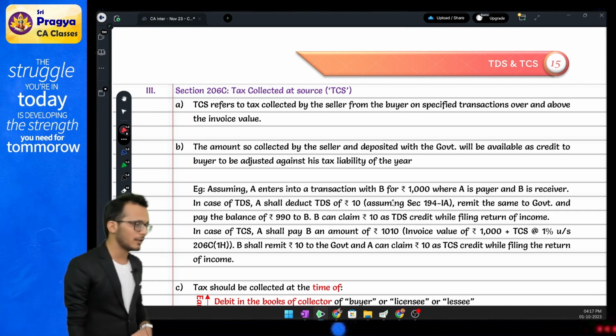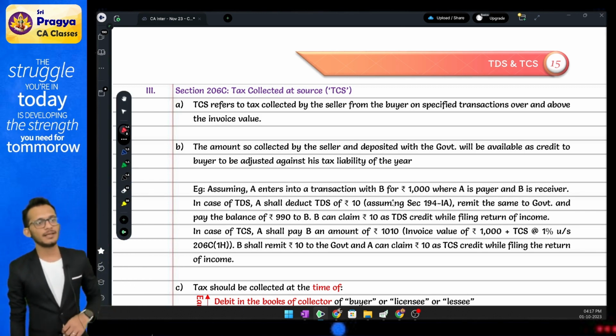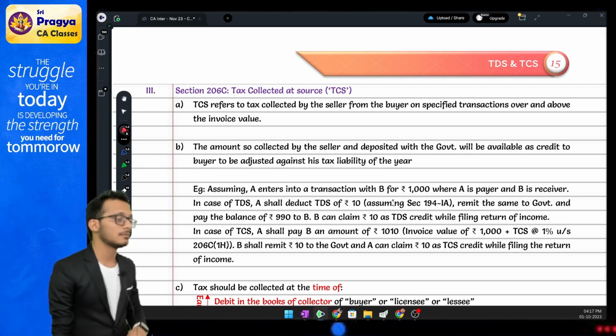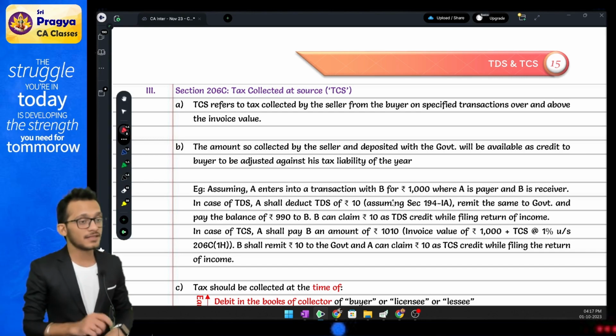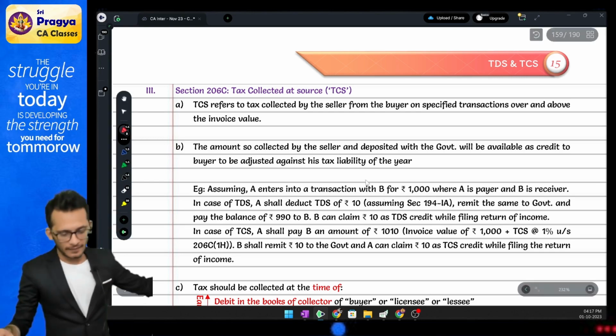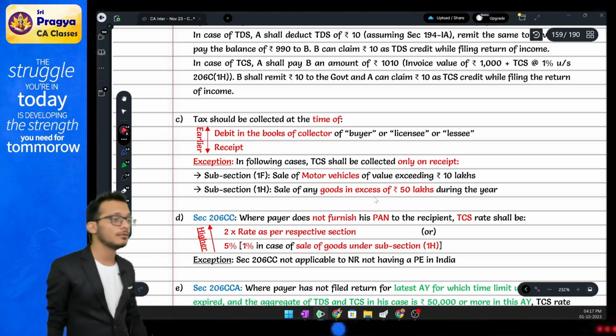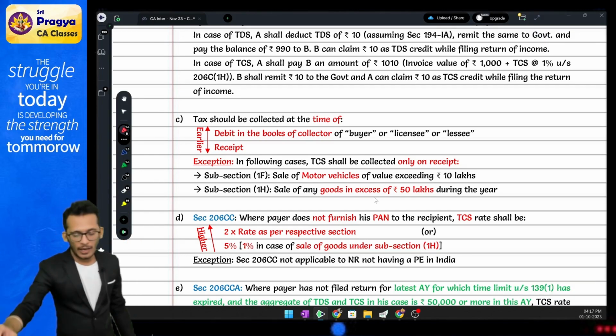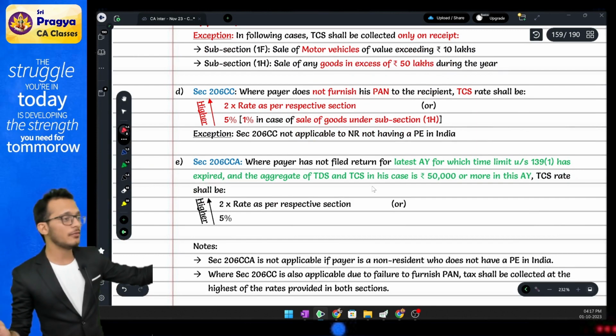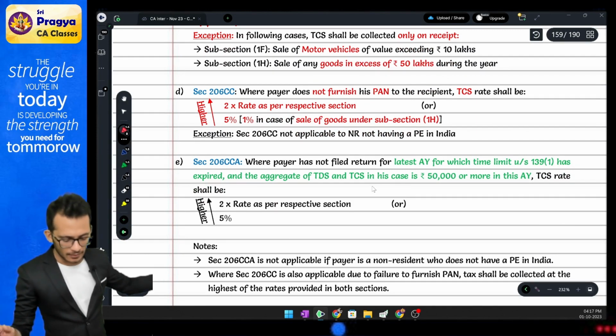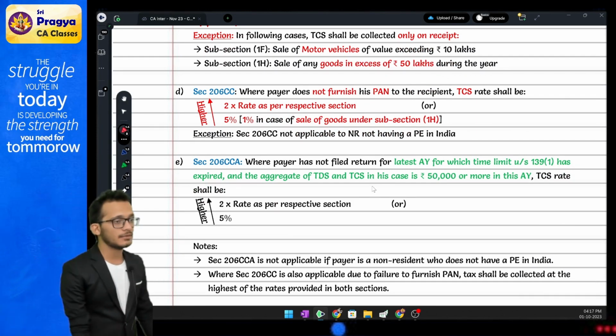At the same time, if the person making the payment does not give a PAN number, the collector will have to collect 2 times the rate or 5%. And if the other person does not file the return on time, it is 2 times the rate or 5% once again.